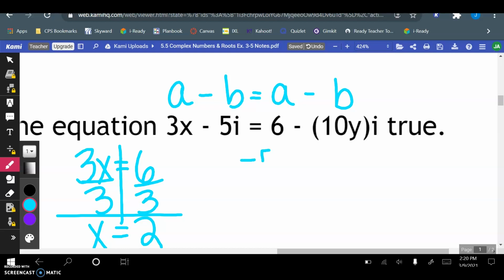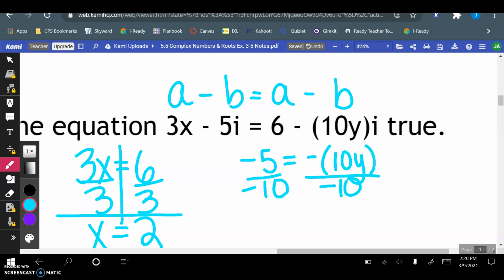So we're going to have -5 equals -10y. We are going to divide by that -10, and we're going to have y left here. And -5 over 10 would be 1/2. So x is 2 and y is 1/2.